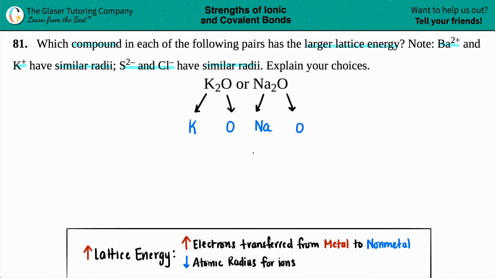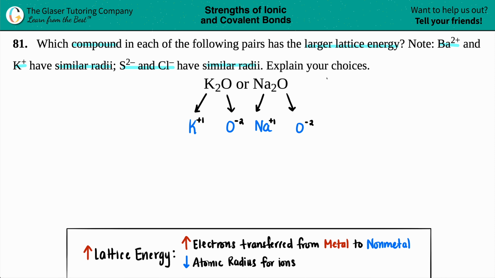Now, it doesn't really matter how many of each you have. That's not the point here. You have two potassiums and two sodiums, but we don't care about that. We just want to see the ions. Potassium is in group 1, so that's a +1 charge. Sodium is also in group 1, so that's a +1 charge. And the oxygens are in group 6A or 16, so that's a -2 charge.